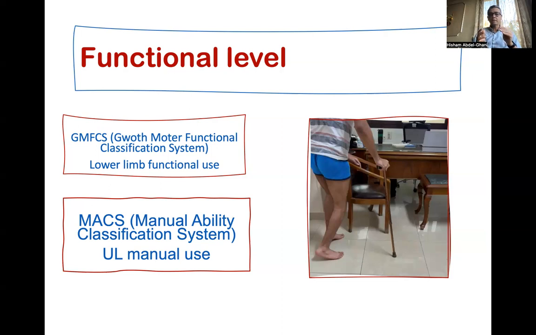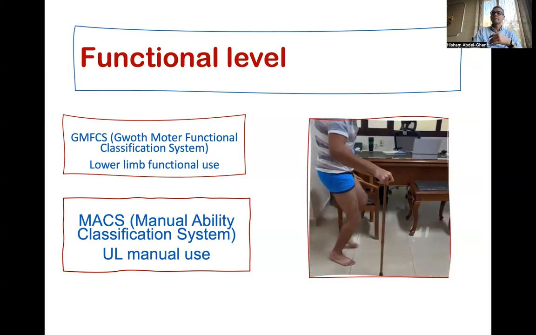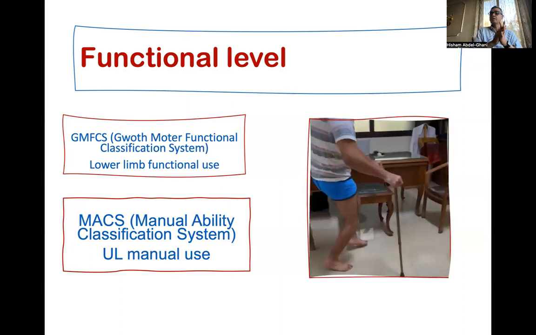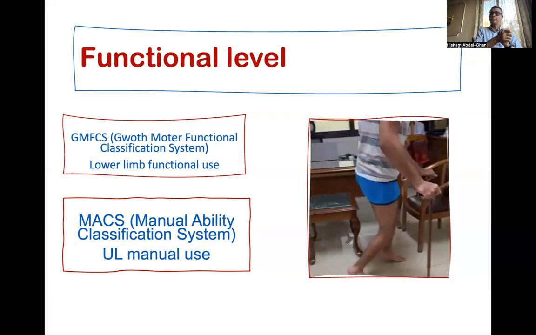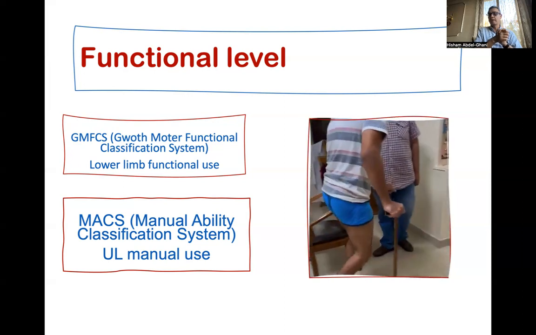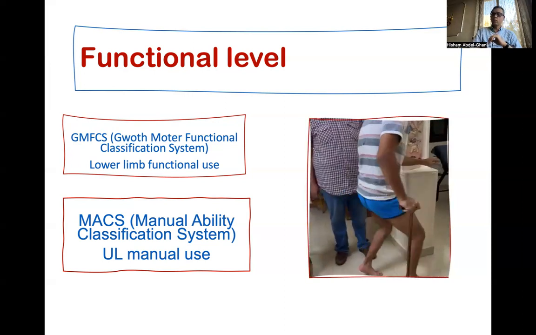We have the MACS. MACS is the Manual Ability Classification System. It assesses the patient globally. So it does not assess only the diseased limb in hemiplegia. If the patient has a very good contralateral hand, it will assess the global functional use of the hand. This is a global description of the hand. The only link between these two classifications is the patient with GMFCS level 3. To be a good level 3, he has to have good hand function to use the walking aid.